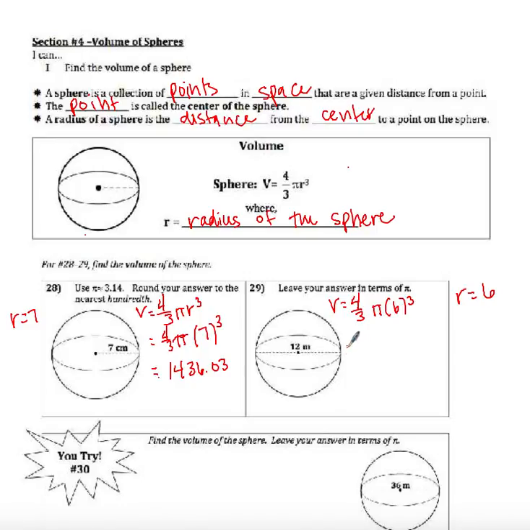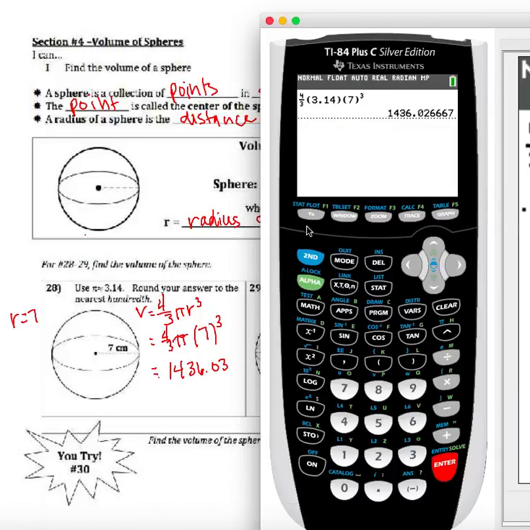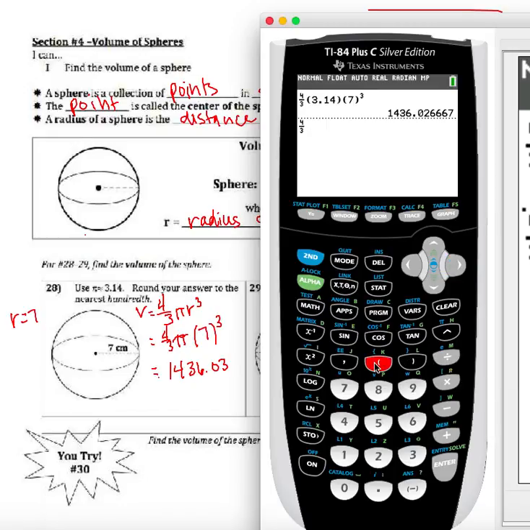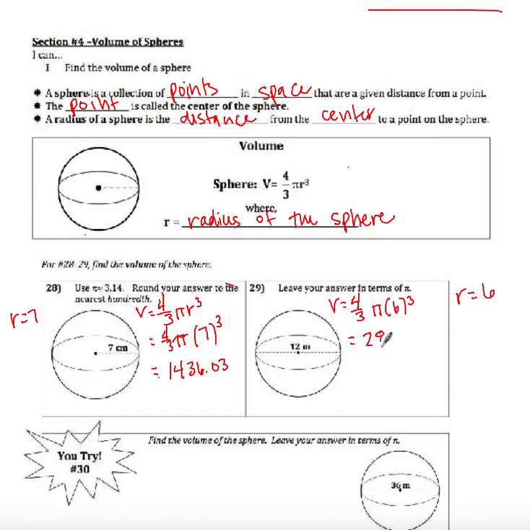It asks us to leave it in terms of pi, which just means we want a pi in our answer. So we're going to go to our calculator and plug in all of the numbers that aren't pi. We're going to say alpha y equals to get our fraction of 4 over 3. We're going to skip the pi, and do 6 to the third. That gives us 288. So our answer would be 288 pi. And remember, you always want to put your units. On number 28, it would have been centimeters cubed because it's volume, and on 29, it would be meters cubed.